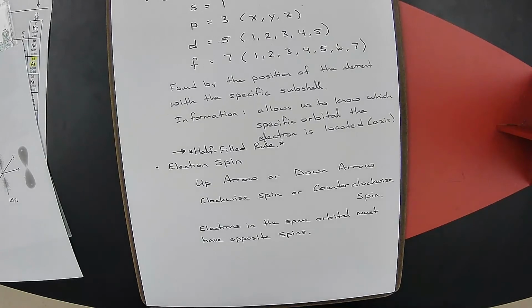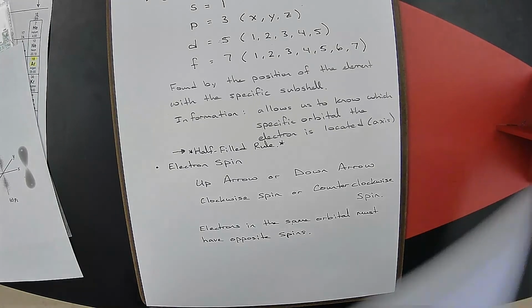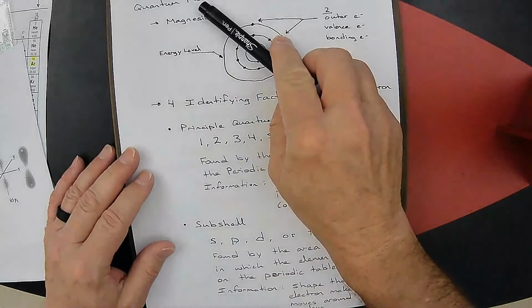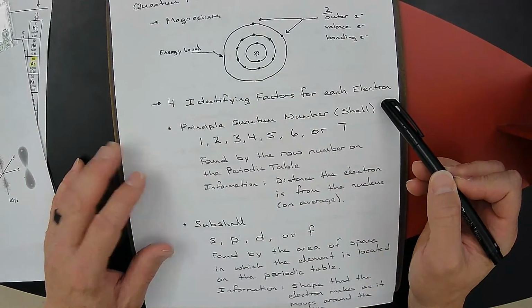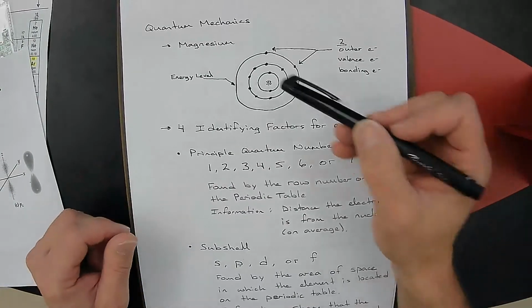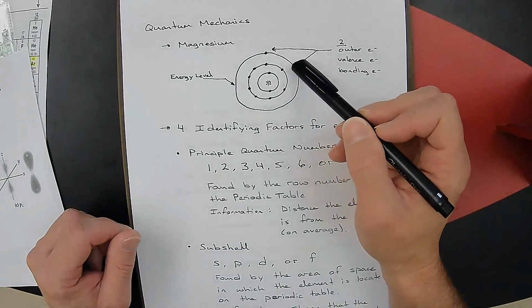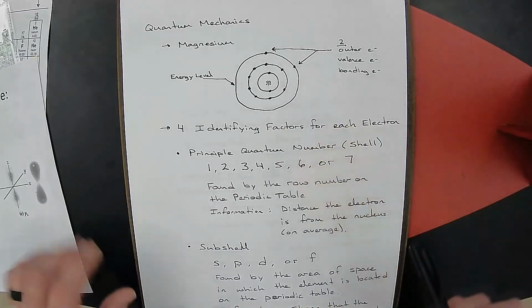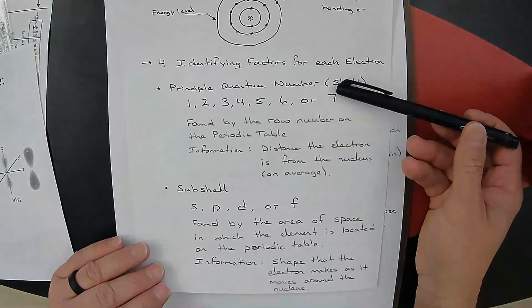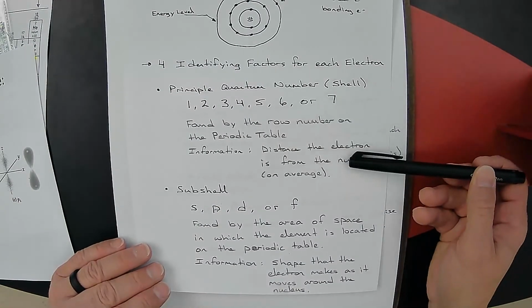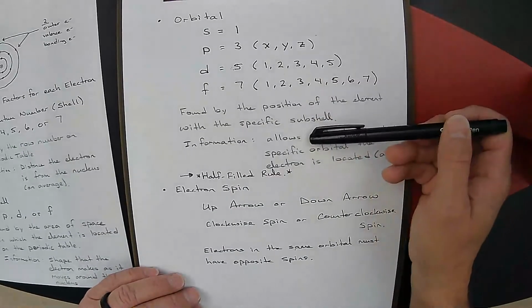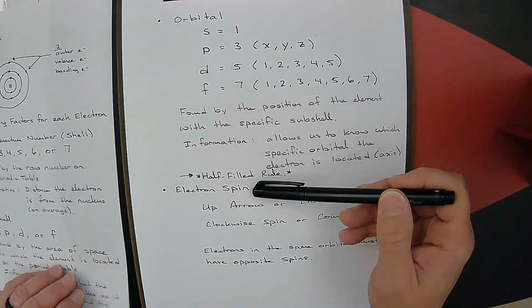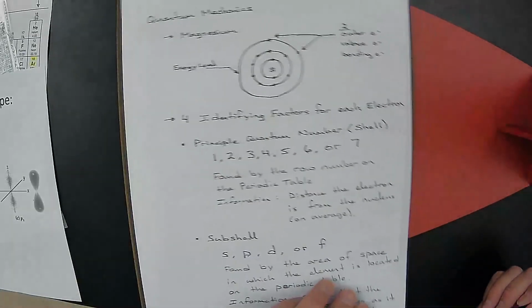I hope this helps in getting an idea that quantum mechanics is dealing with 4 identifying factors for each electron. No longer are we thinking of the electrons as flying around in simple spheres. We are now thinking of them as having a principal quantum number, and that gives me information. A subshell, that gives me information. An orbital, that gives me information. And the electron spin, that gives me information.